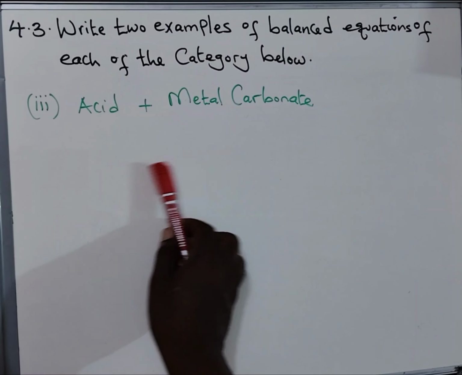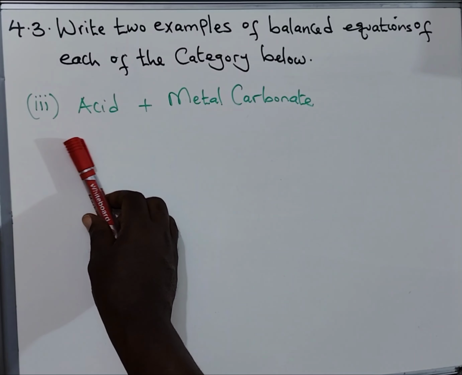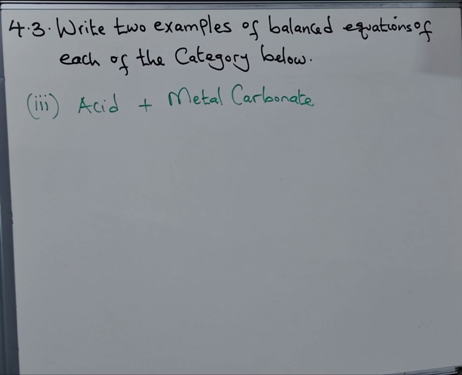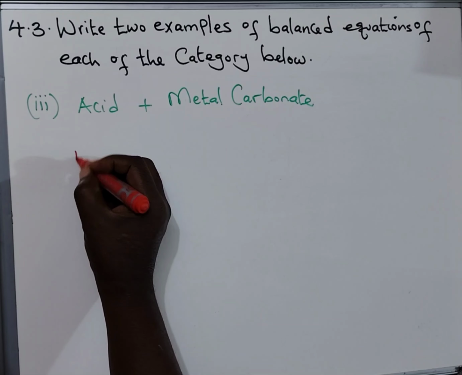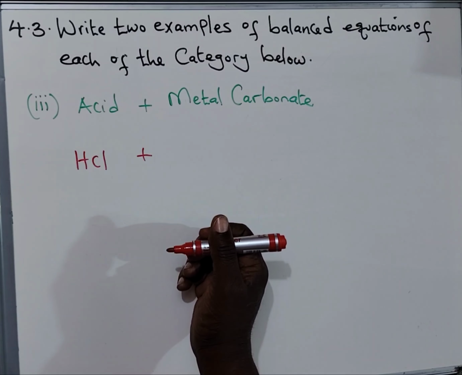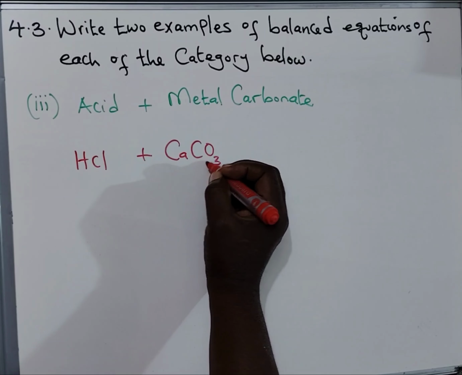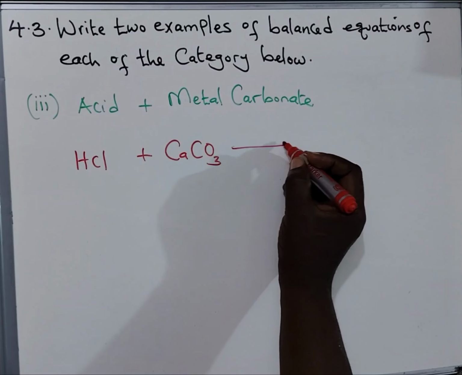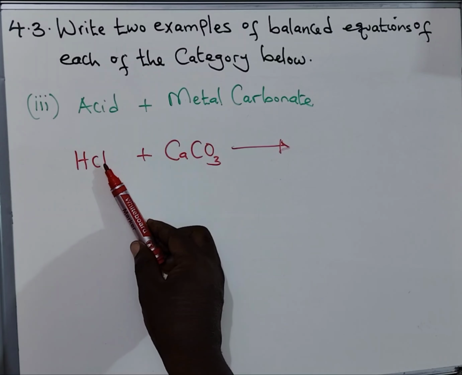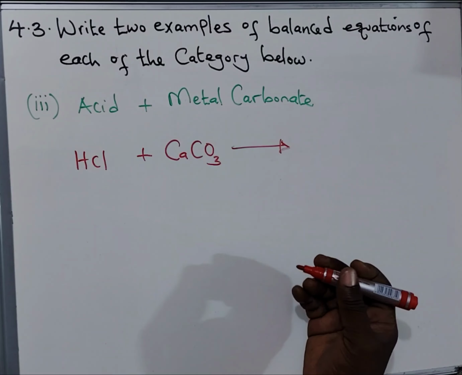Yeah, then comes this case. Write 2 examples of balanced equation of this category. The category is acid plus metal carbonate. Okay, let's look at the acid as HCl. The metal carbonate, we can say calcium carbonate. Okay, what do we get out of this? You have to remember, this is the positive, it attacks this negative, and this positive attacks that negative. What do we get here?